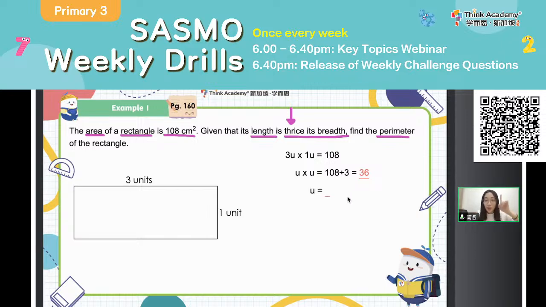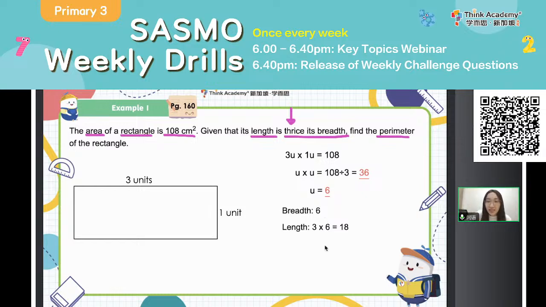So what about the 1 unit here? Think about it, which number multiplied by itself, then you can get the result as 36. Correct, that is a 6. So following this, actually we can get the breadth of the rectangle is 6. And what about the length? Length is thrice its breadth. So we just multiply by 3, which is 18.